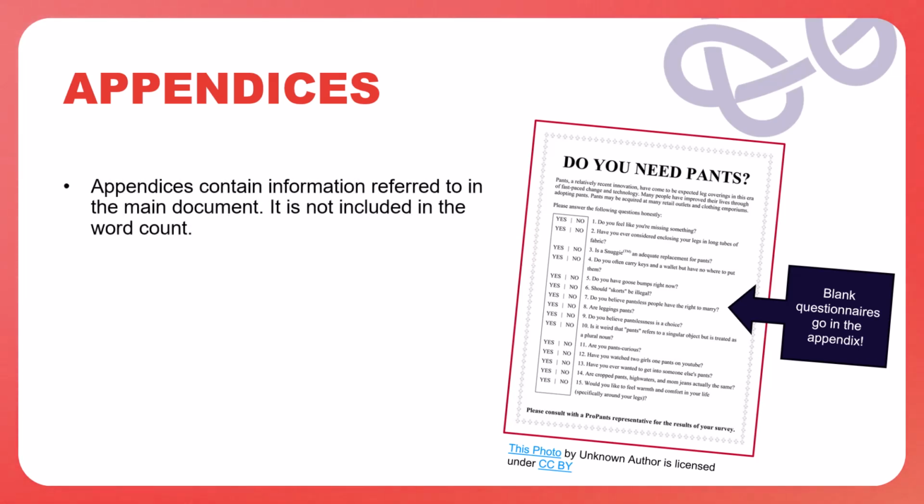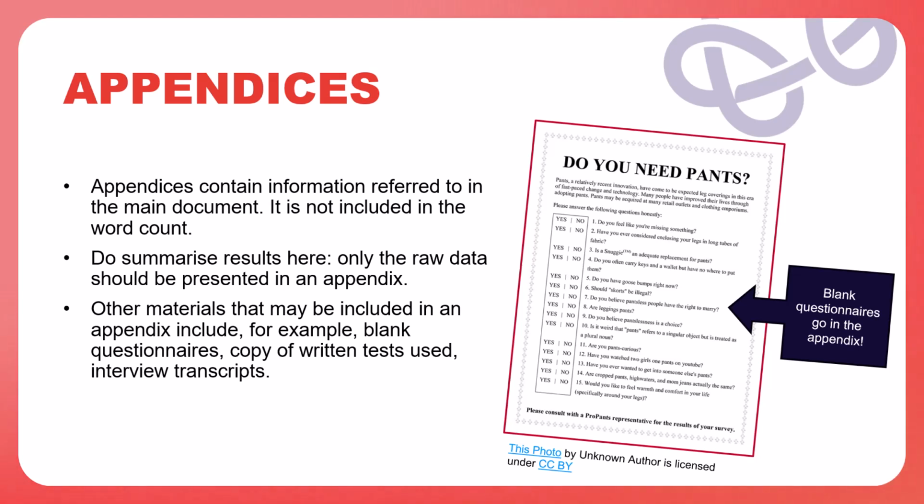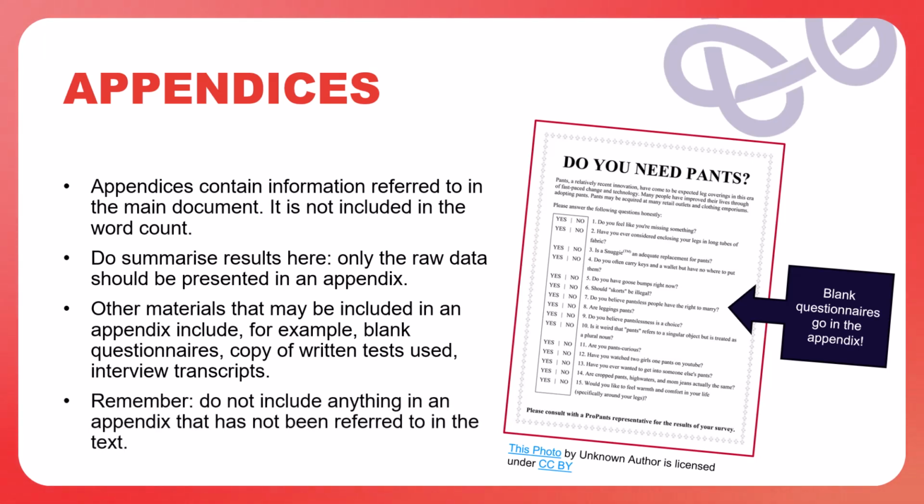Appendices contain information that you've not included in the main document. It's not included in the word count, and nor is it marked necessarily. You can present your raw data, for example. Don't summarise it, that's for the main body of the assignment, for your findings and results section. You can include things like blank examples of the questionnaire you sent out, or a transcript of an interview, or the list of interview questions that you set out to ask. Your ethics form can go here as well. You shouldn't put anything into an appendix that hasn't been referred to in the text.